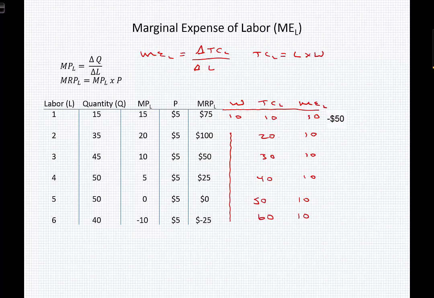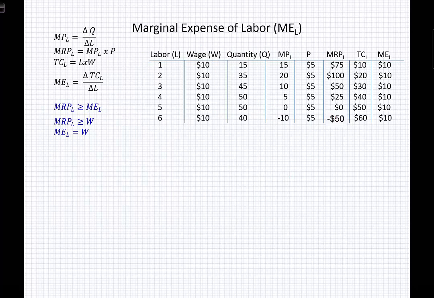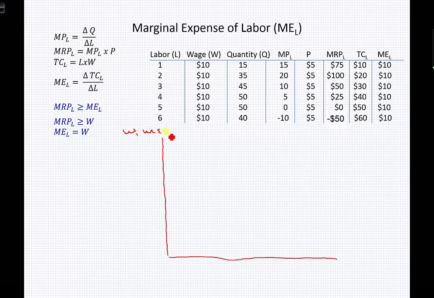Well, let's consider what this looks like. Here we've got the same data that we've identified from our prior information, but let's think about what this looks like graphically with our basic XY graphic, where we have the wage or the marginal expense of labor or the marginal revenue product of labor, any one of which can be measured on this axis because they're all currency denominated, and we have labor measured on this axis.